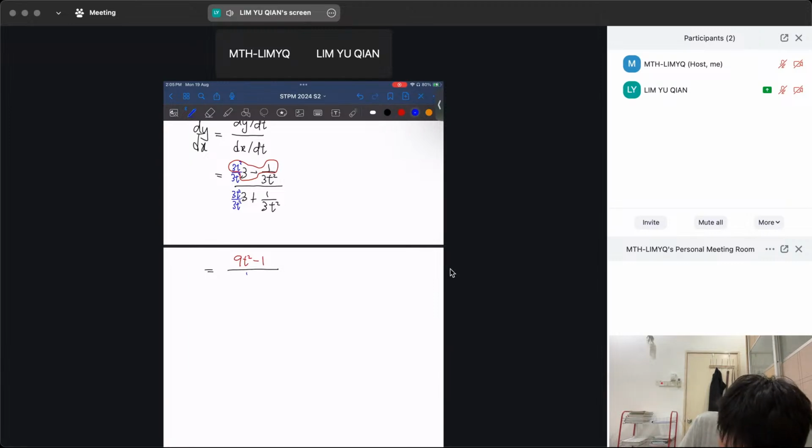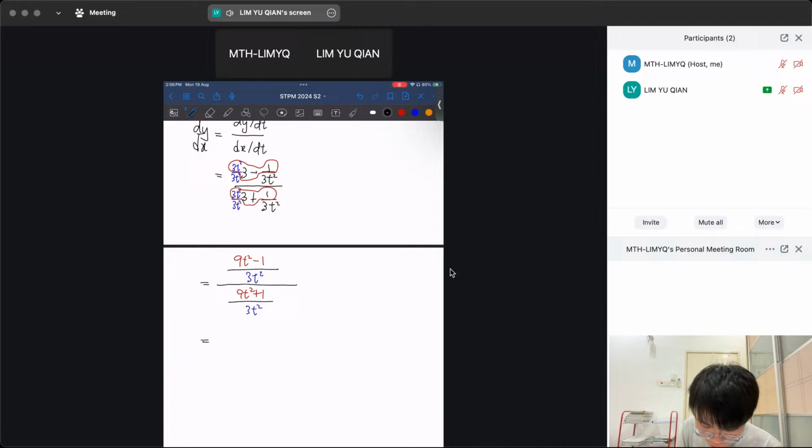And common denominator over big fraction. 9t square plus 1 over 3t square. Okay, so the 3t square can cancel, then 9t square minus 1 over 9t square plus 1.